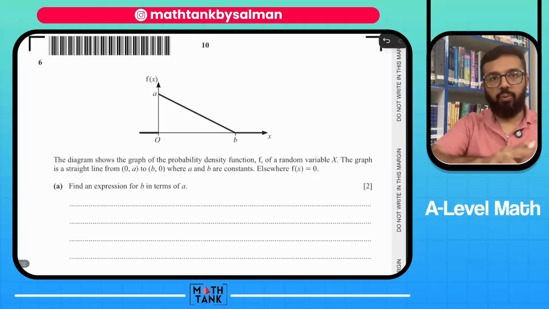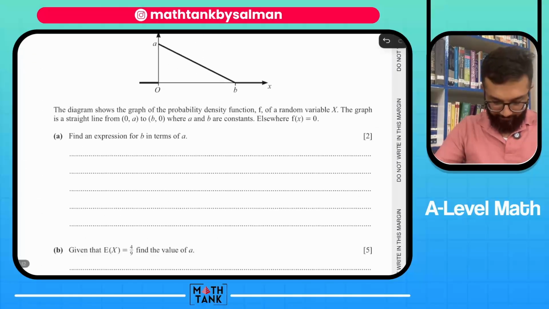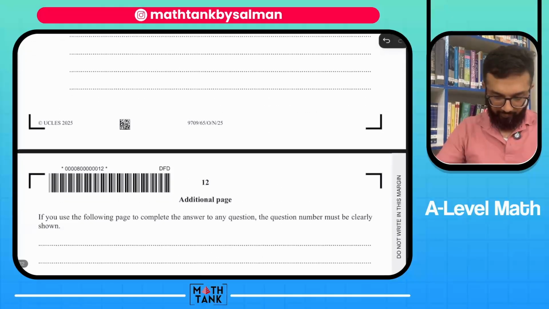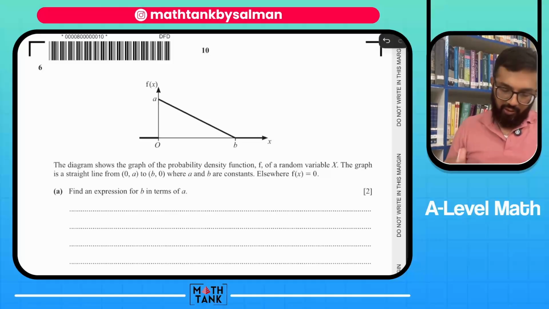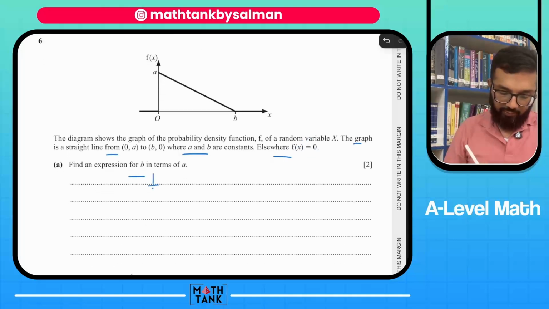Okay, then we move on to question 6 quickly. Yeah, that's the last question on the exam actually. Okay, the diagram shows this. If the graph is a straight line from A and B, where elsewhere f of x equals 0, find an expression for B in terms of A. So half base into height should give me 1. So B in terms of A should be 2 over A.